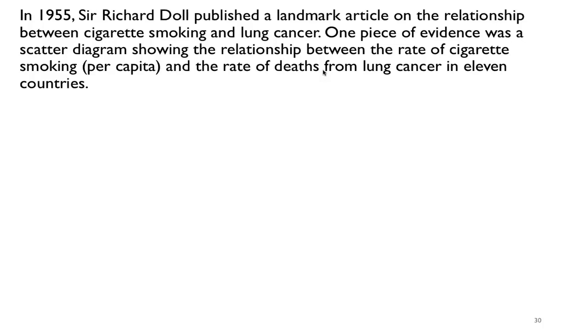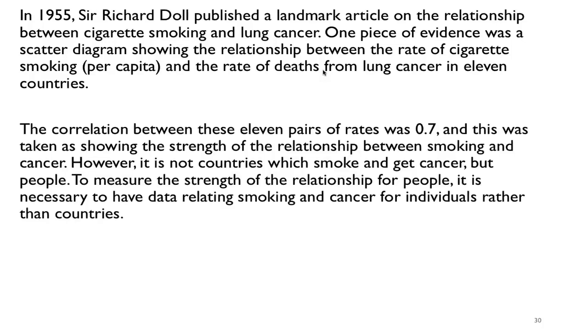In 1955, Sir Richard Doll published an article that shows the relationship between cigarette smoking and lung cancer. One piece of evidence was that he used a scatter diagram to show the relationship between the rate of cigarette smoking per capita and the rate of death from lung cancer in 11 countries. The correlation between these 11 pairs of rates was 0.7, and so this was taken to show the strength of the relationship between smoking and cancer.